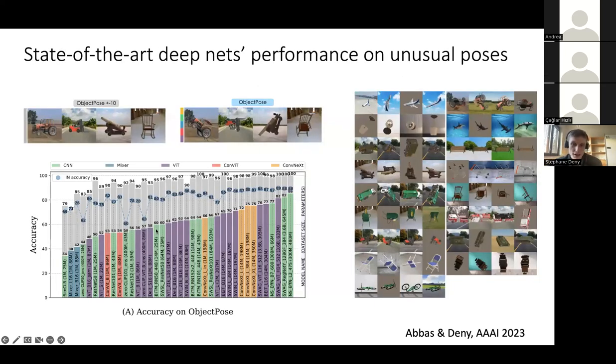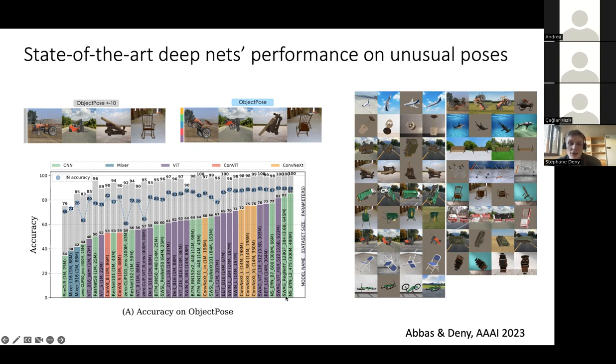So we ran that study really exhaustively using a range of networks that we could find pre-trained, publicly available. And what we found is that, so the colored bars here indicate the accuracy of these networks on our objects when they were in unusual poses. And the gray bars are the accuracy of the networks when the objects are upright. And you can see that all the networks we tested have a drop in accuracy when it comes to recognizing these objects in unusual poses.